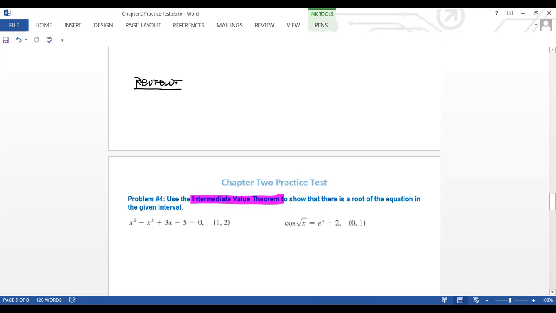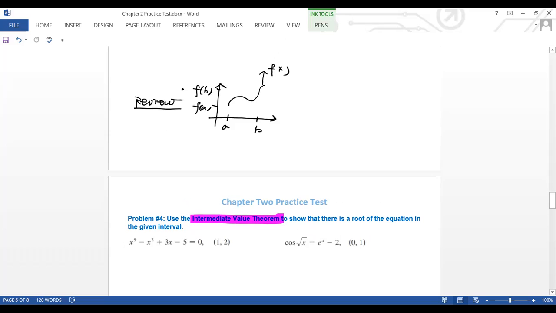Right, so we say if this is A, this is B, right? It's really a pretty simple definition. If this is your f of x, so for the intermediate value theorem, the first thing is that f of x has to be continuous, right? And then f of A, f of B.